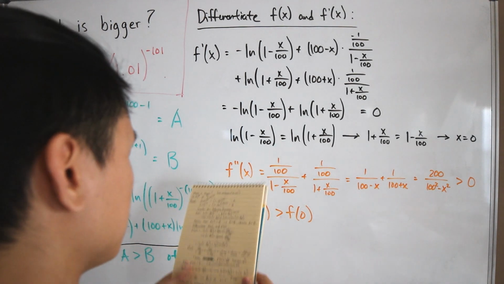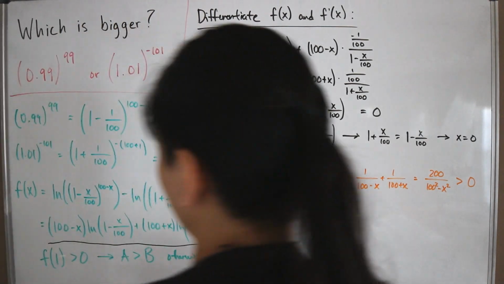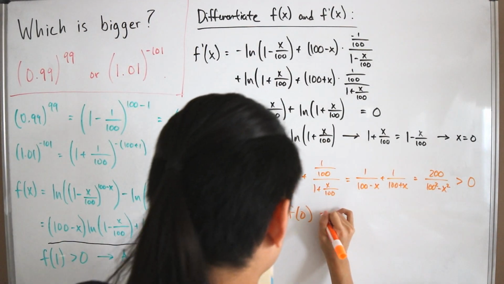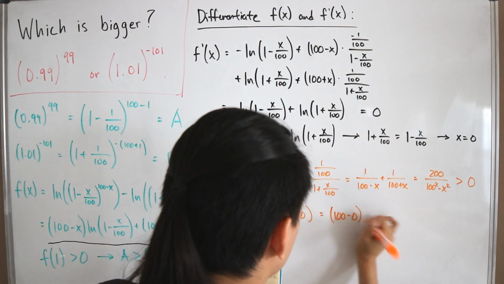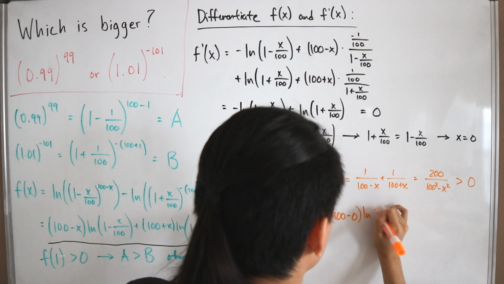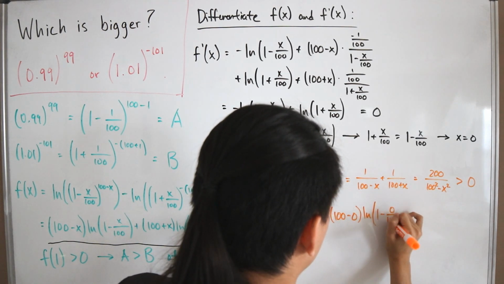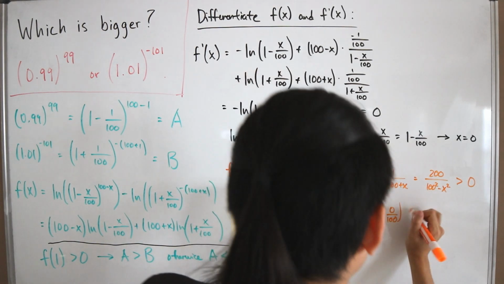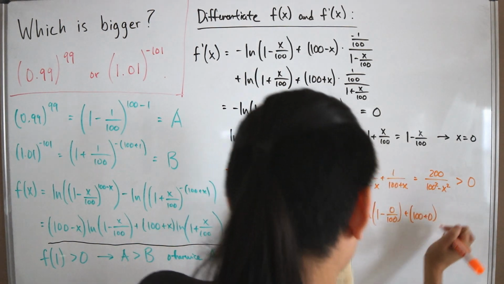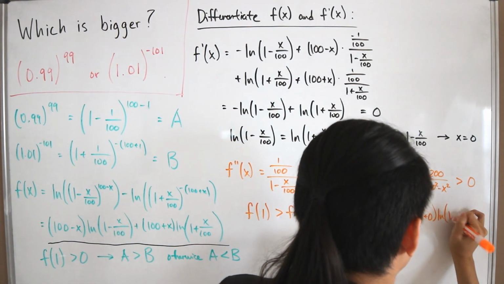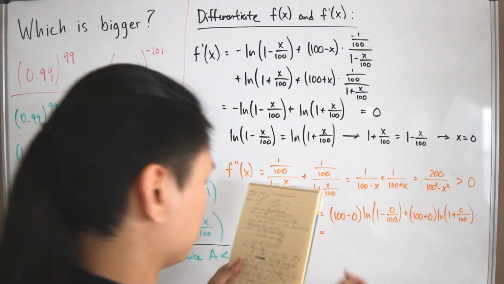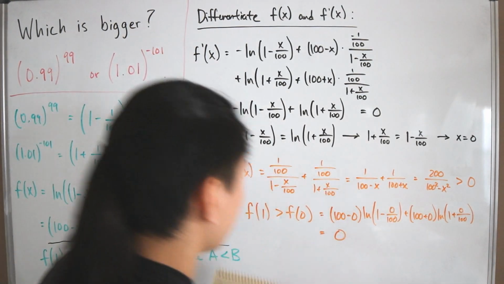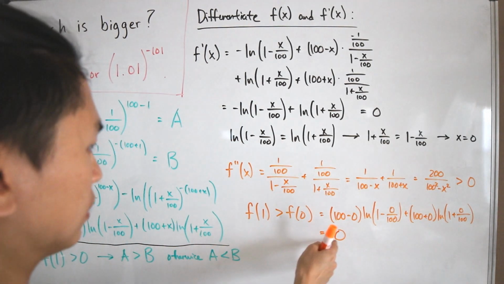And so what this means is that now we can plug 0 back into our original function for f of x over here. So that means we have 100 subtract 0, then multiply by ln of 1 subtract 0 divided by 100. Add this with 100 plus 0, then ln of 1 plus 0 divided by 100. Then all this is actually just going to equal 0. So indeed, f of 1 is strictly greater than 0.